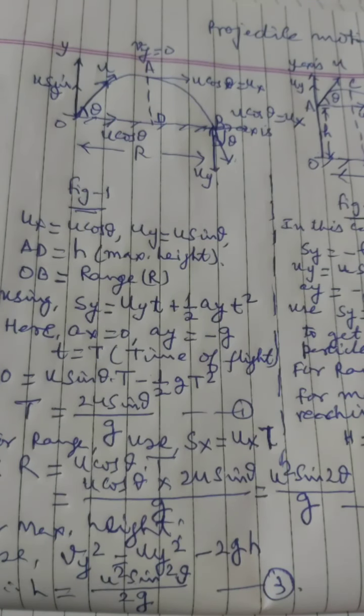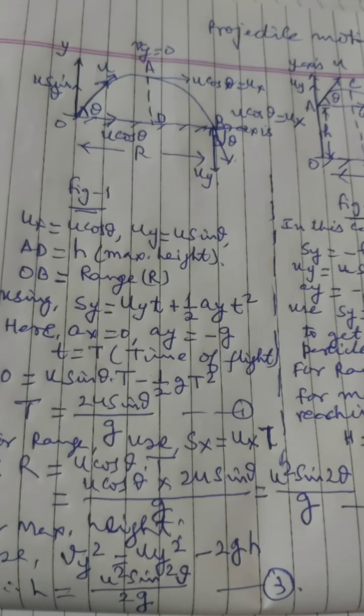So here for projectile motion, either body's particle is thrown from the horizontal position or from at height, some height h. So path of projectile here is parabolic path, and parabolic path is the quadratic equation.